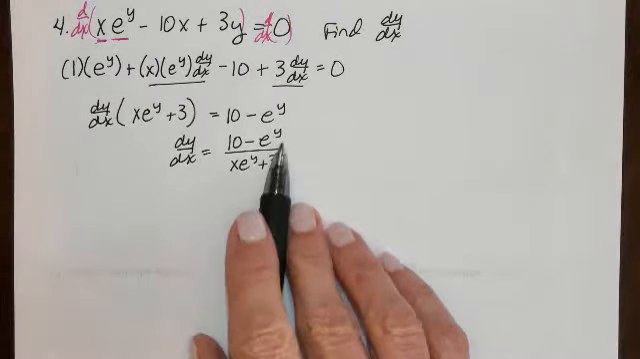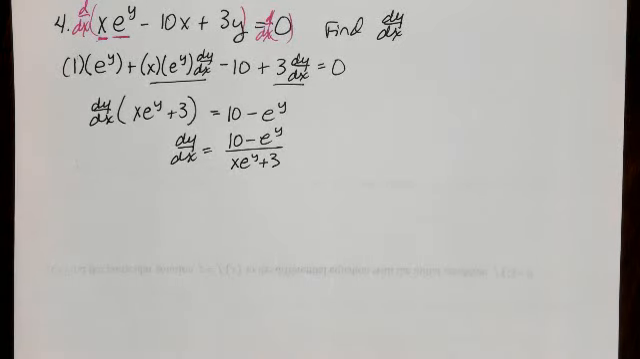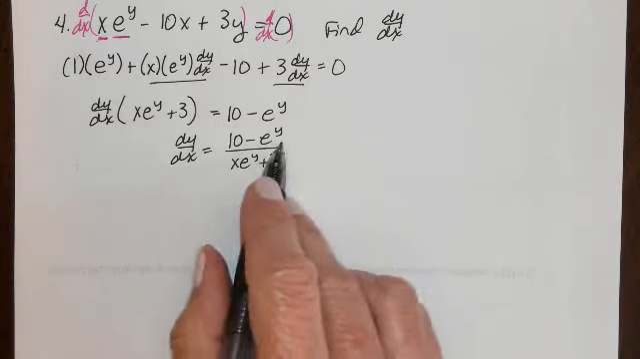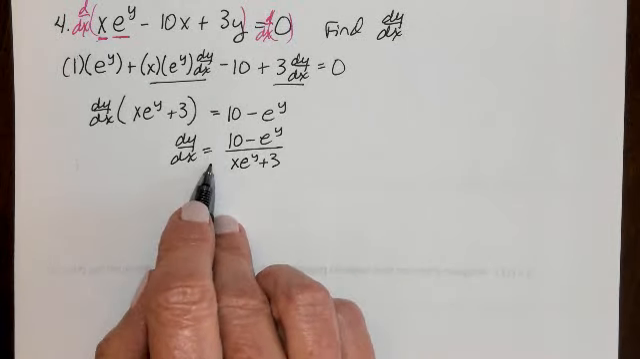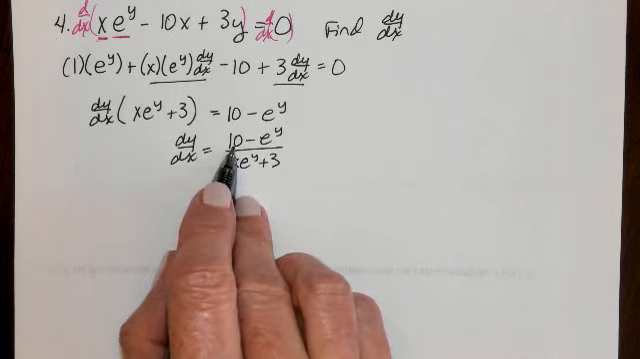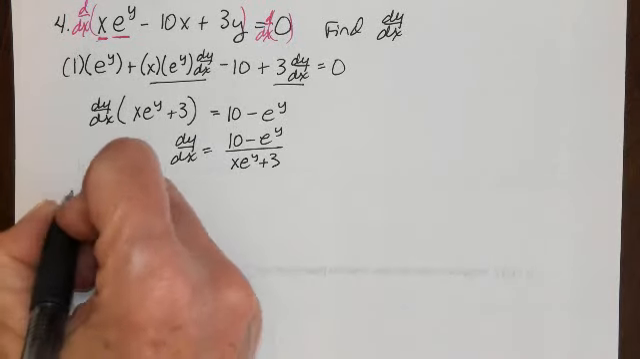You definitely would not cancel out the e to the y's, though, right? That would be a no bueno situation. You can only cancel it out if it's in every term and you're factoring out and then reducing. This term does not have an e to the y. This does not have an e to the y. Can't do it. All right, number 5.